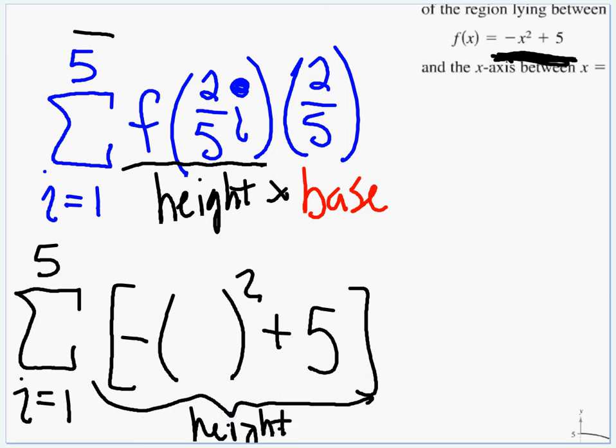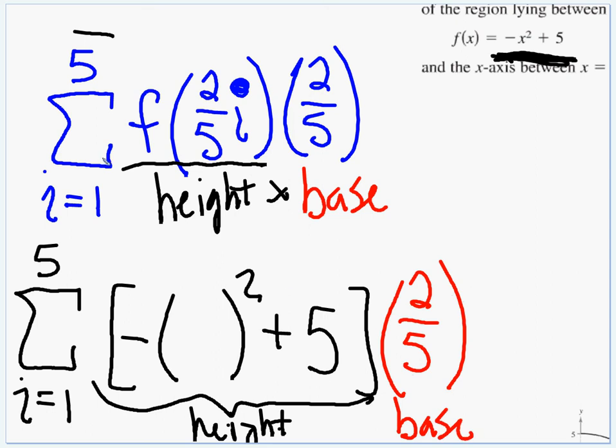Let me switch to red again, because we've still got the base, and that 2/5 is our base. So we're going from function notation to using the function. Now notice I left the variable out there because we're not going to square x anymore. We're going to square 2/5 I, our endpoint formula.